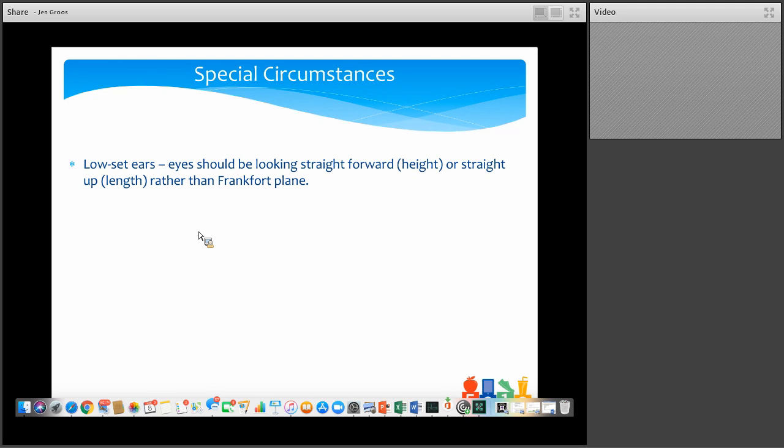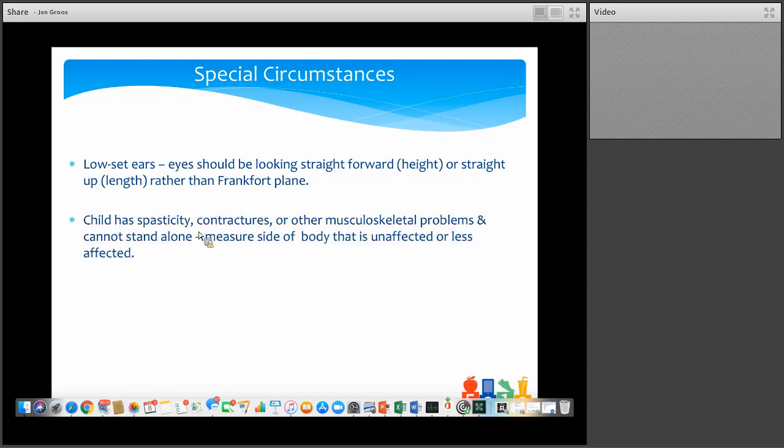Additionally, sometimes children have low-set ears if they have certain genetic conditions. So in this position, if the ears are malaligned, it's important to focus on their eyes looking straight forward if it's a height measurement, or straight up if you're doing a length measurement, rather than the Frankfurt plane, because that's going to be a distorted measurement based on the malalignment of the ears.